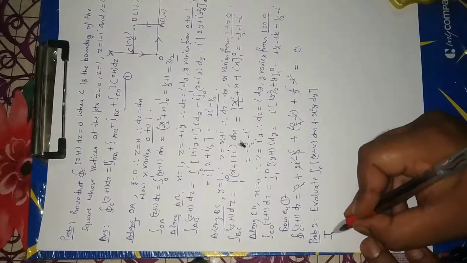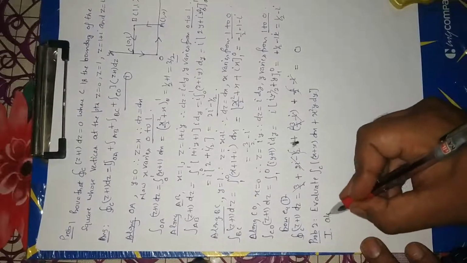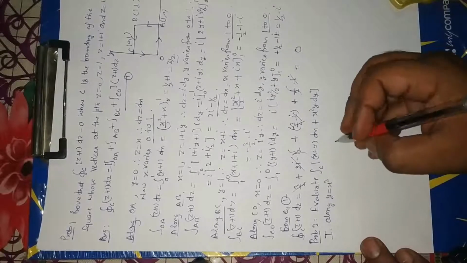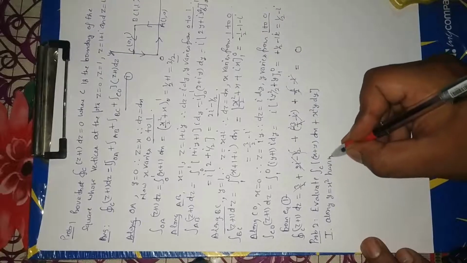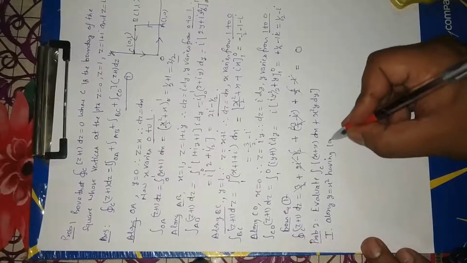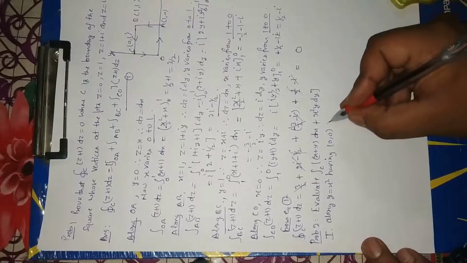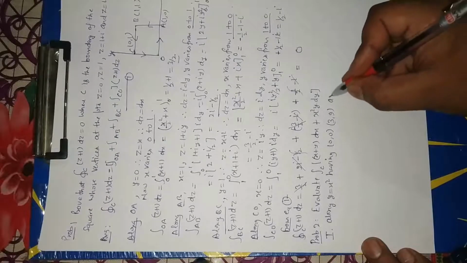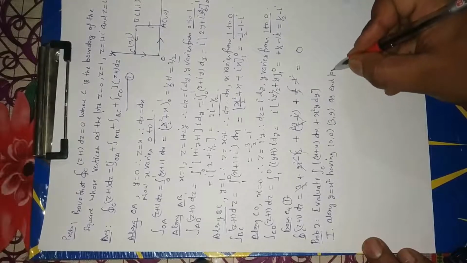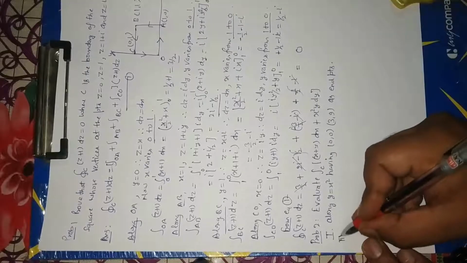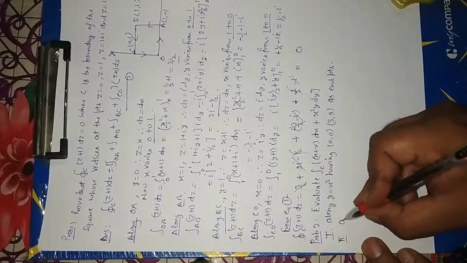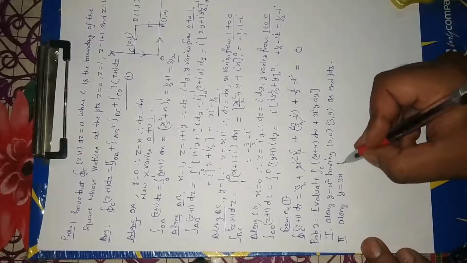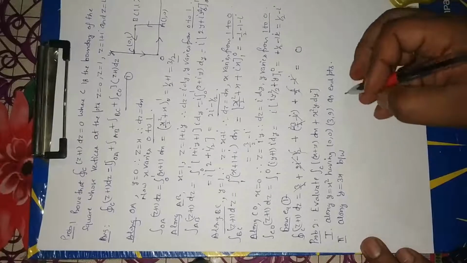Number first, along y equal x square having (0, 0) and (3, 9) as endpoints. Now second part, along y is equal to 3x between the same points.